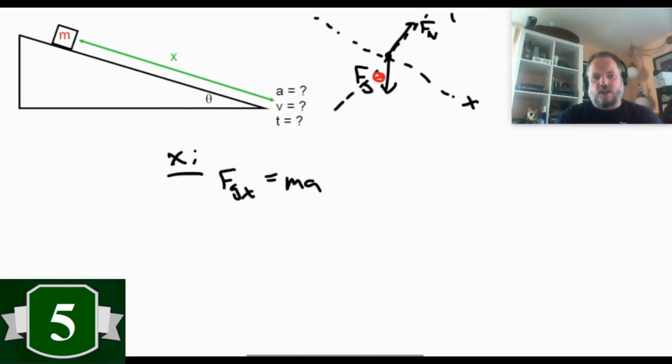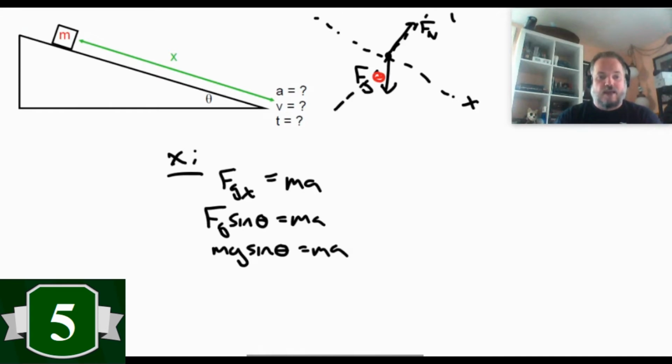Let's take a look. The component in the x direction is opposite of the angle, and that means we need to use sine, right? So this is going to be force of gravity sine theta equals ma. That's mg sine theta equals ma. Nicely, masses cancel. We don't care what the mass of the object is. It could be a ball bearing. It could be a Mack truck. It doesn't matter. And so the acceleration down the ramp is g sine theta.